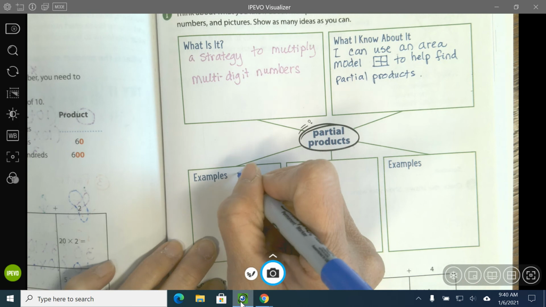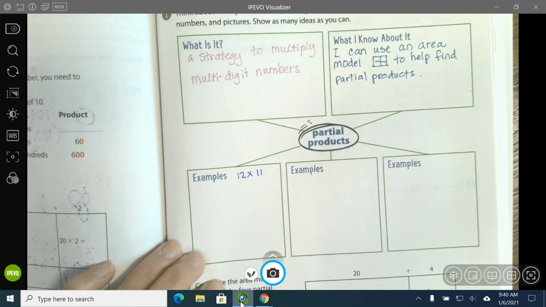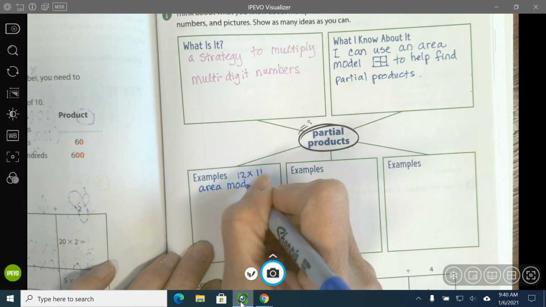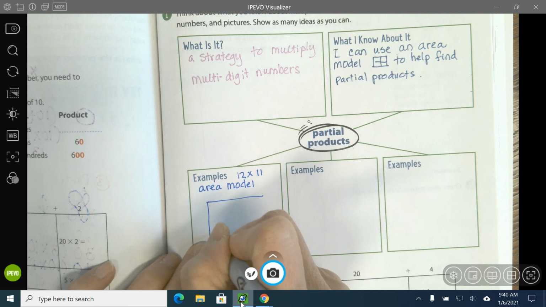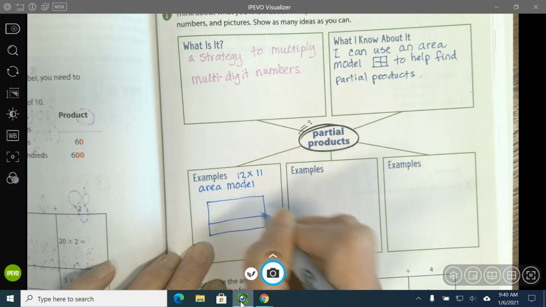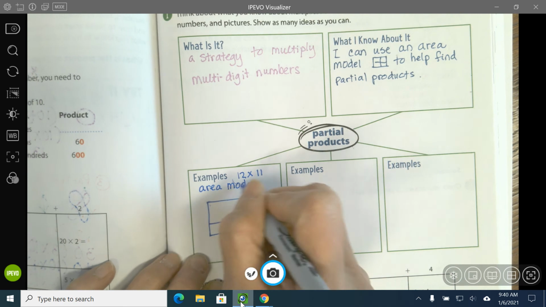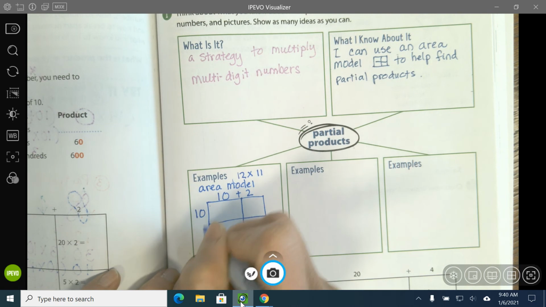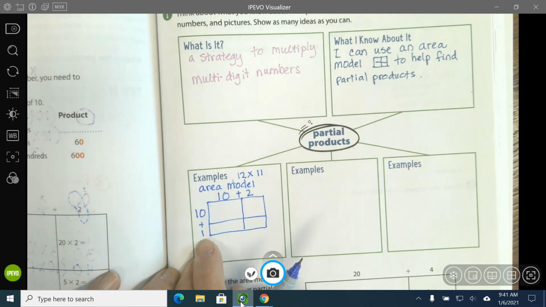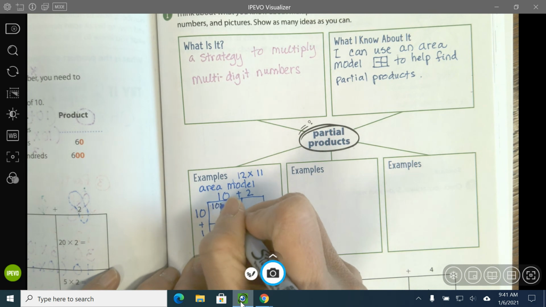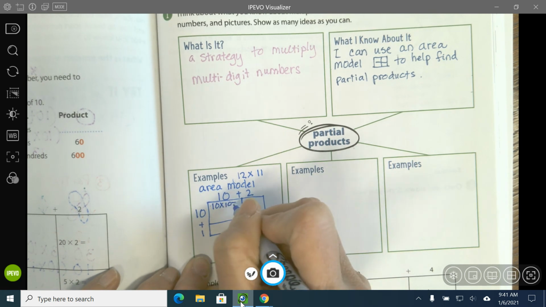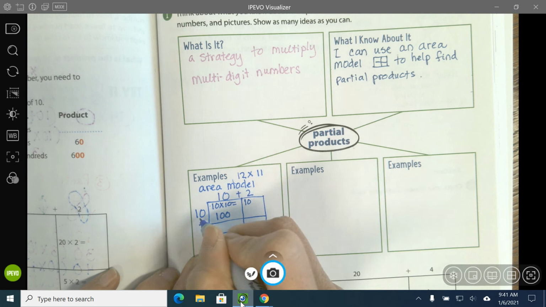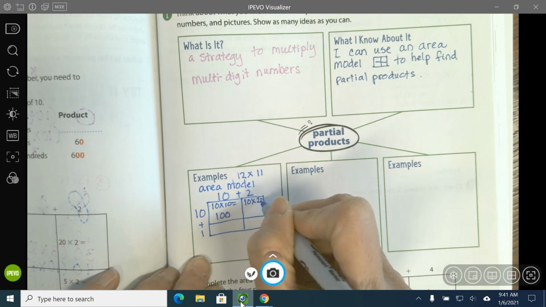For example, let's say I have 12 times 11. So I'm going to use an area model. This is an area model. I'm going to draw out a box. I break the 12 into 10 plus 2, and I break the 11 into 10 plus 1 on the other side. Now I know that this is going to be 10 times 10. That gives me 100. This is going to be 10 right here times 2, and that will give me 20.